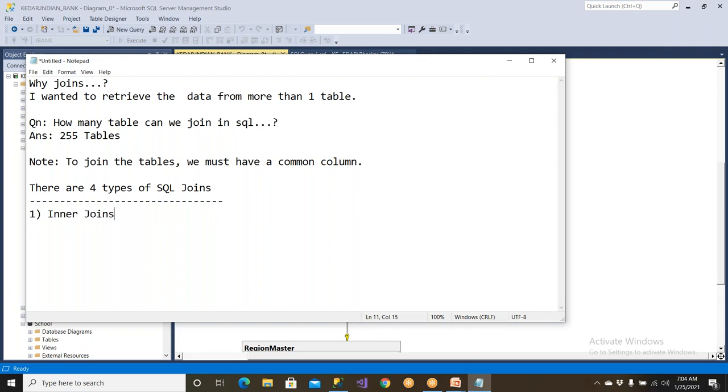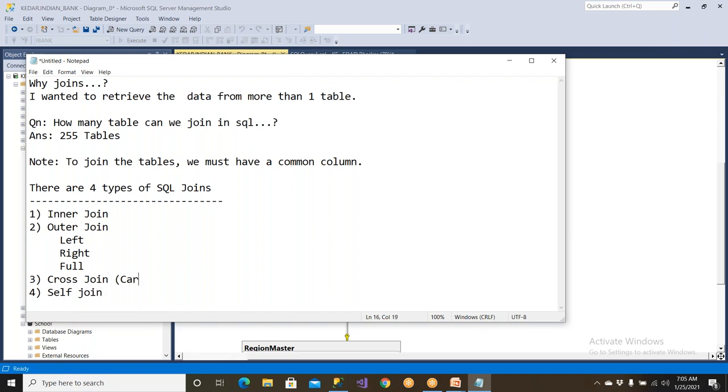One is called inner join. Second one is called outer join. Okay, inner join, outer join. Inside outer join, you have left join, right join, and full join. Clear? Inner join, outer join. So in outer join we have left, right, full. Then the next one is called cross join. Clear? Fourth one is self join. Okay, these are the joins SQL has.